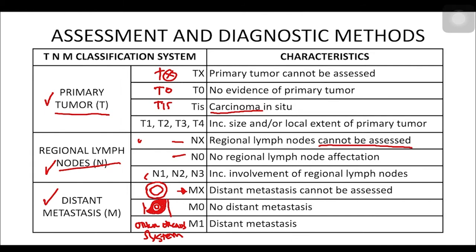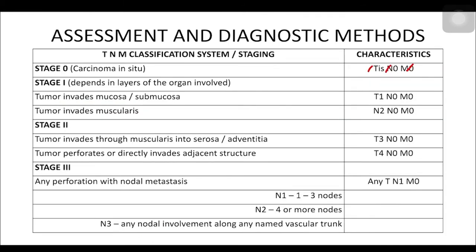For stage 1, for classifications and grading system, or staging system. Okay, for stage 1 of the cancer, the tumor invades the mucosa and submucosa. Therefore, you have tumor, T1. You have no involvement of your lymph nodes and no metastasis.